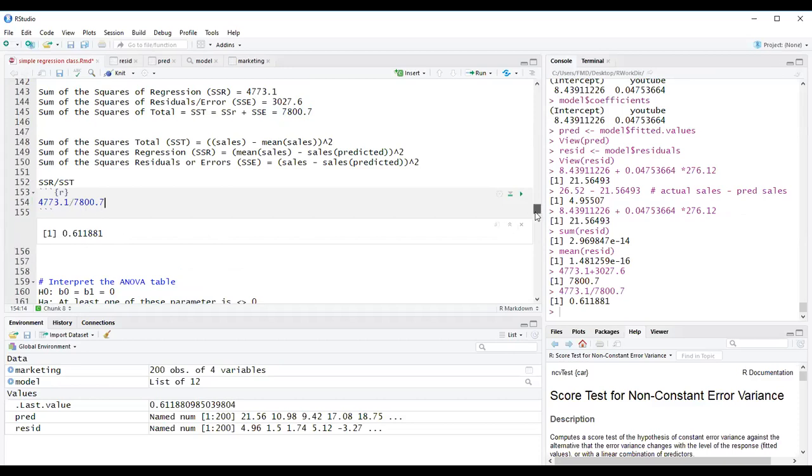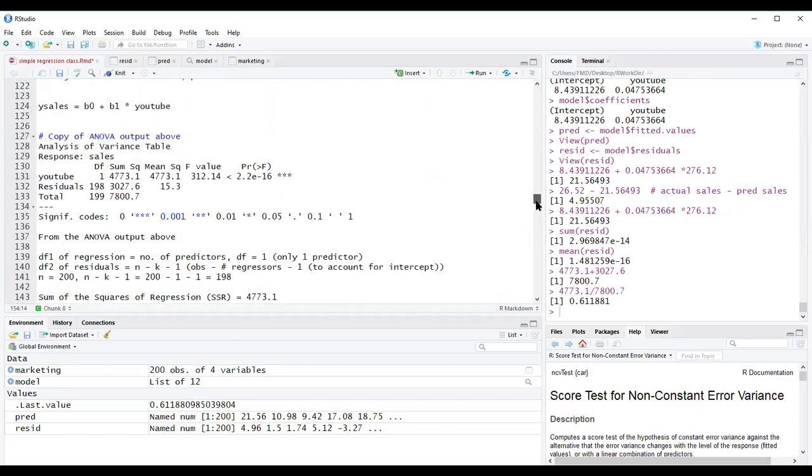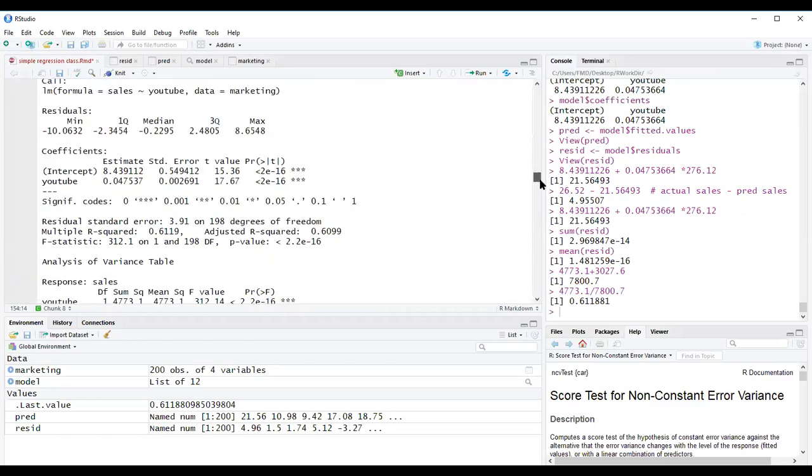Let's see guys, sa ANOVA output natin. Ano yun? Okay. Kita niyo ba dito yun guys? Yung 611.611? Okay, ito siya. R squared.